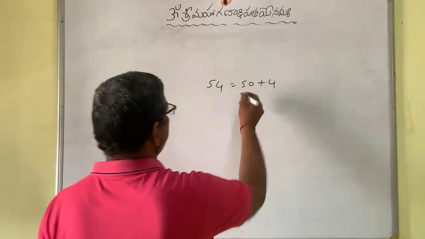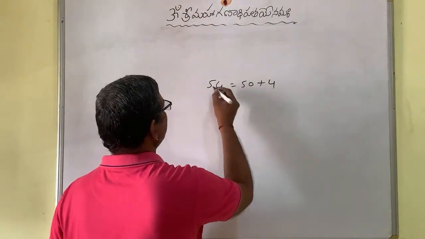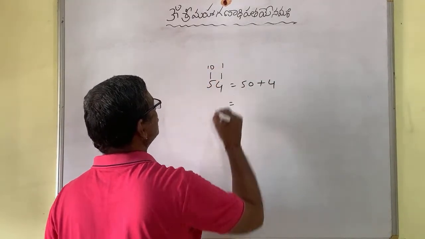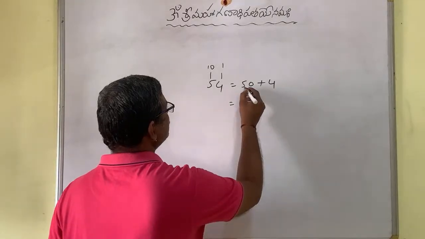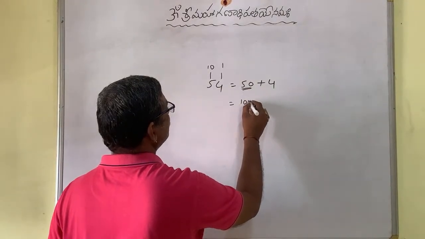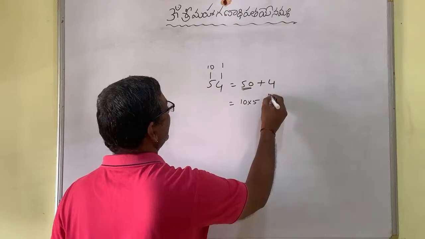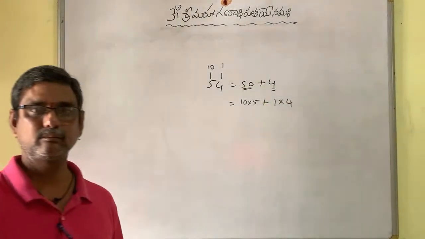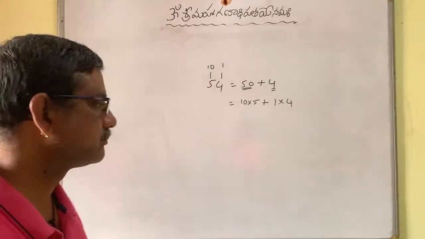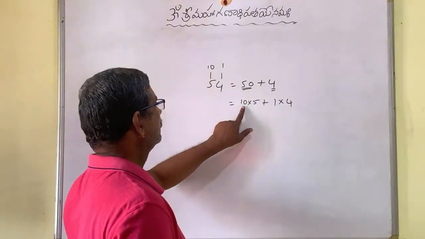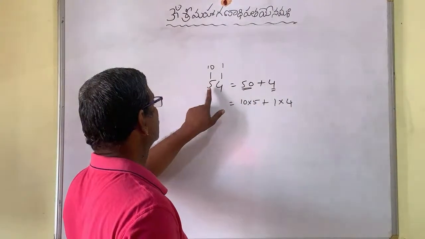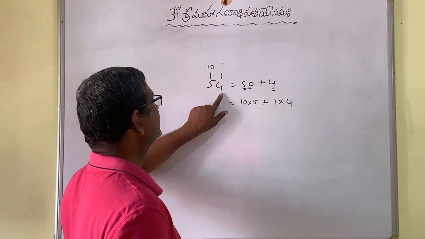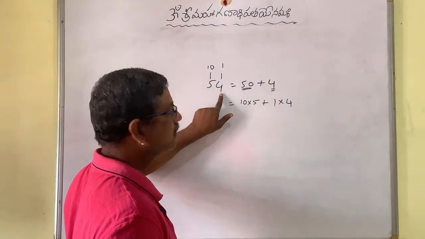How did 50 come? Since 5 is in tens place and 4 is in ones place, this 50 we can write as 10 into 5, and for 4 we can write it as 1 into 4. Okay. The digit in the tens place is 5 and the digit in the ones place is 4.